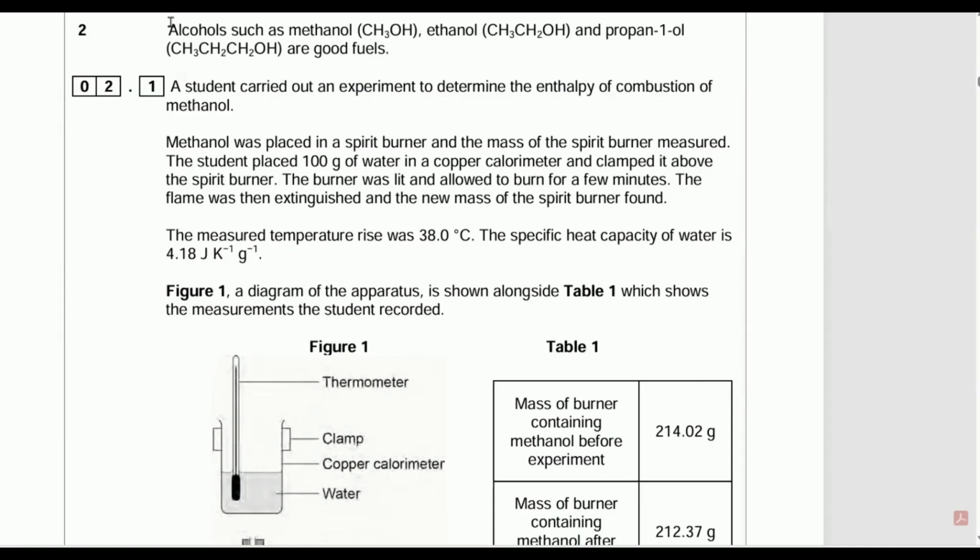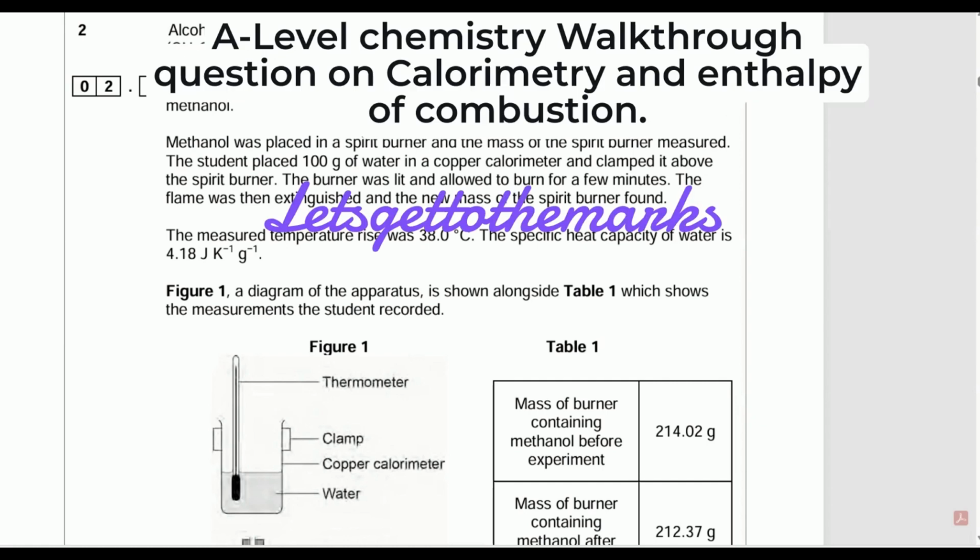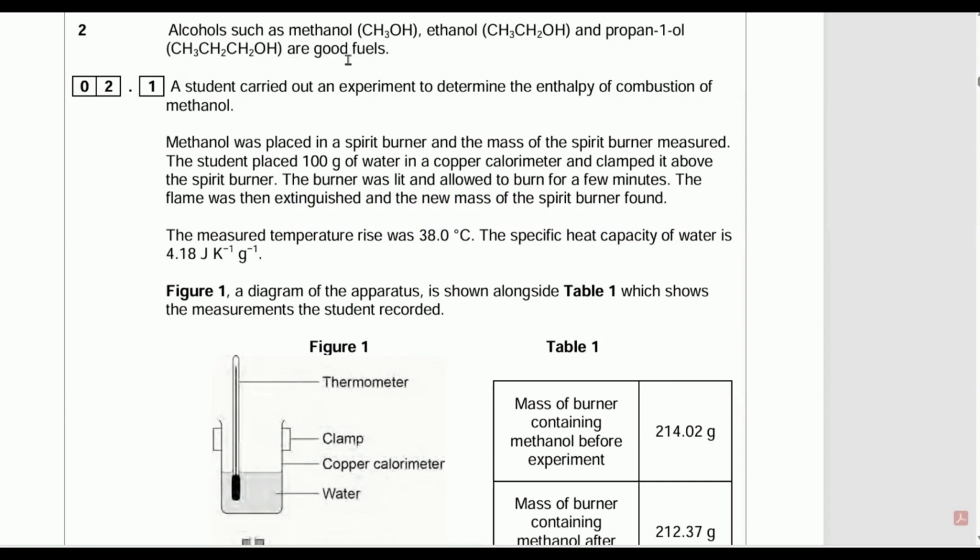Okay, welcome to Let's Get to the Marks, going through a physical chemistry A-level question on enthalpy change. Let's do it. Alcohols such as methanol, ethanol, and propan-1-ol are good fuels. We've been given their structural formulas. A student carried out an experiment to determine the enthalpy of combustion of methanol.